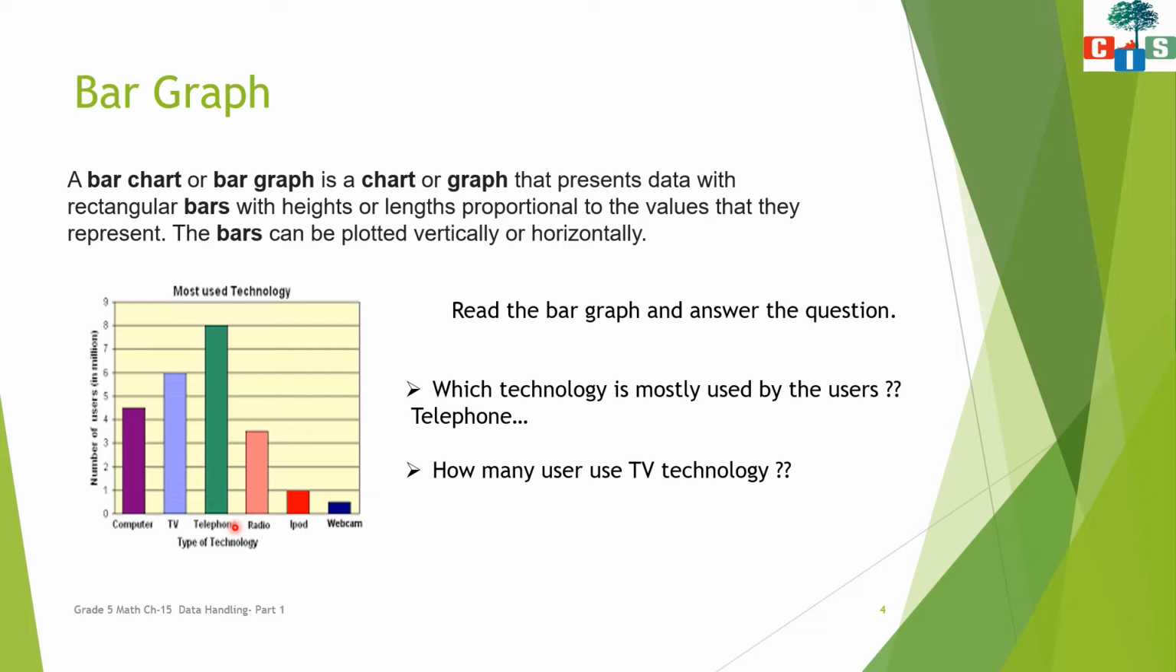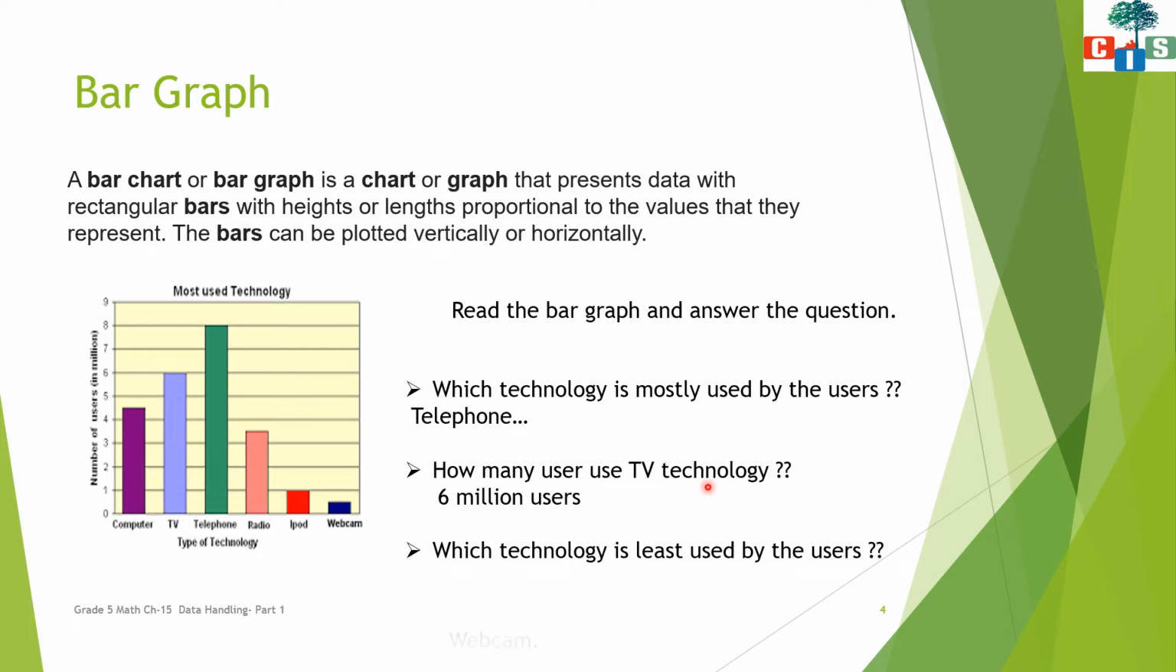Now let's move to the next question. How many users use TV technology? First of all we have to find where is TV's rectangular bar. So here we have TV's rectangular bar. Now we have to find the finishing point of TV's rectangular bar. Here we can see that this rectangular bar ends at 6. The number of users are in millions. So 6 million users use TV technology.